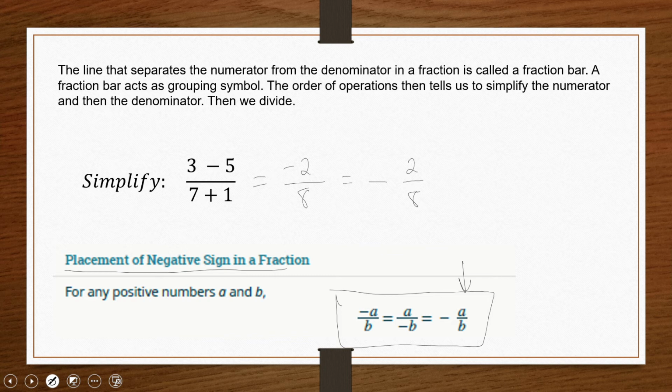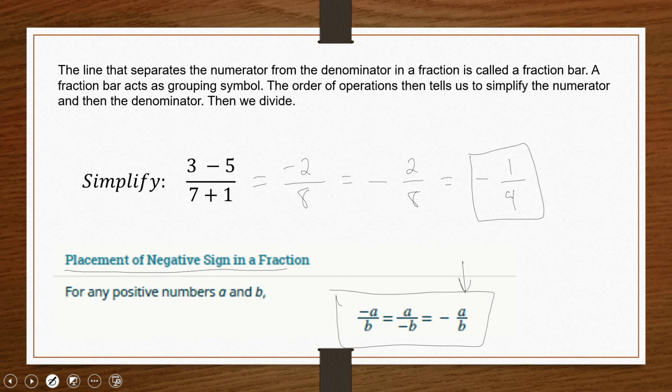I still need to simplify this expression exactly because there's a common factor between the numerator and denominator. It happens to be that 2 and 8 have a common factor of 2. So if I divide 2 by 2, I get 1, and 8 divided by 2 gives me 4. So negative 1/4 is the true simplified version for this example.